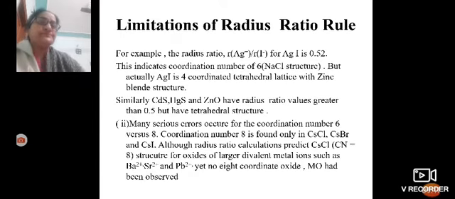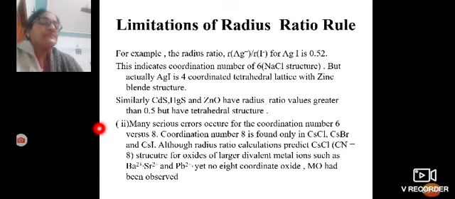For example, the radius ratio of silver iodide is 0.52. This indicates a coordination number of 6, meaning sodium chloride structure, but actually silver iodide is a 4-coordinated tetrahedral lattice with zinc blende structure. Similarly, cadmium sulfide, mercury sulfide and zinc oxide have radius ratio values greater than 0.5 but have tetrahedral structure.